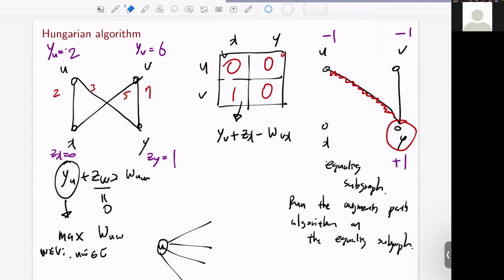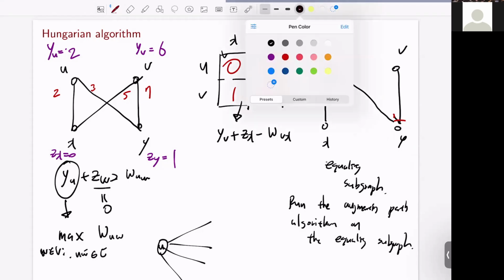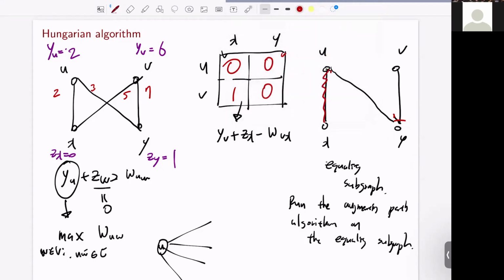Now, let's update the equality subgraph. We had ux, uy, and vy, and we are now having this at ux. We have one more edge. Now, if you run the augmenting path algorithm, it computes a maximum matching. And the only maximum matching in this example is ux and vy. And this gives you a perfect matching.